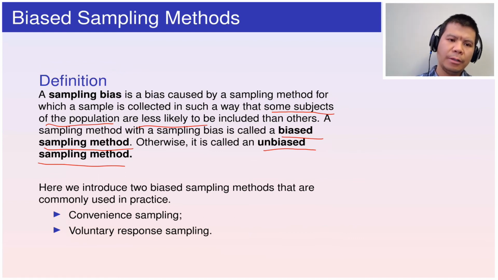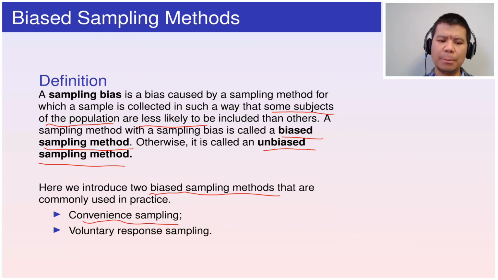Now, in practice, we have to be very cautious when we select a sampling method. Here we introduce two biased sampling methods that are very commonly used in practice, even though they are biased. One is called convenience sampling, the other is called voluntary response sampling. Sometimes they are both, convenient and also voluntary.